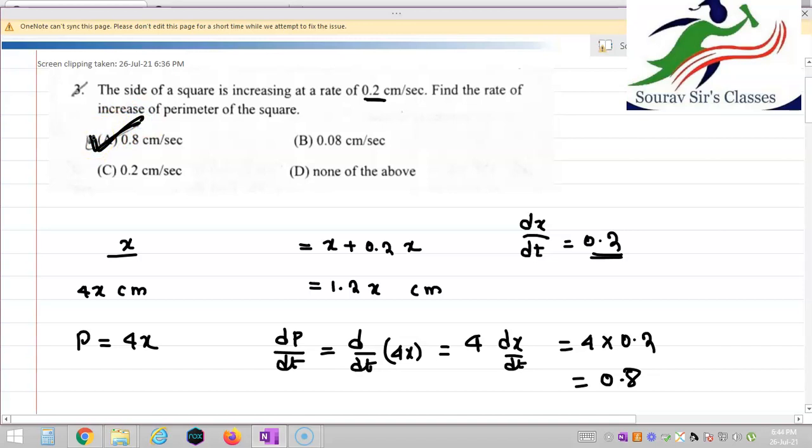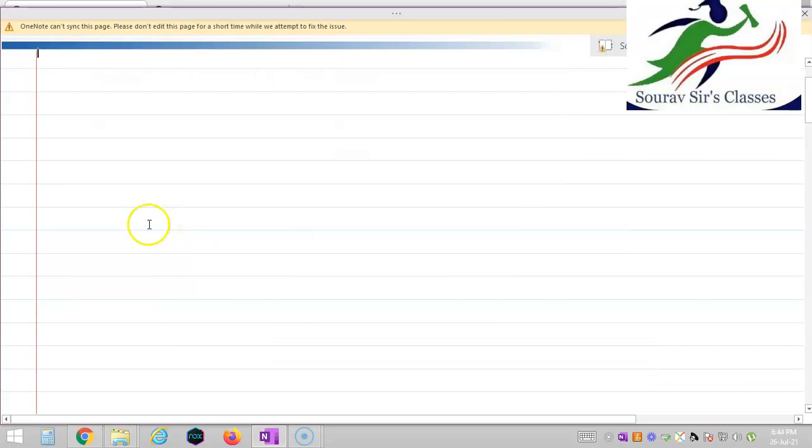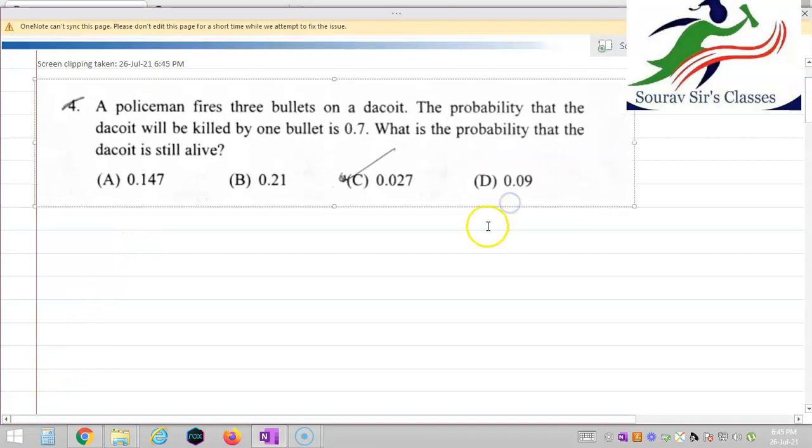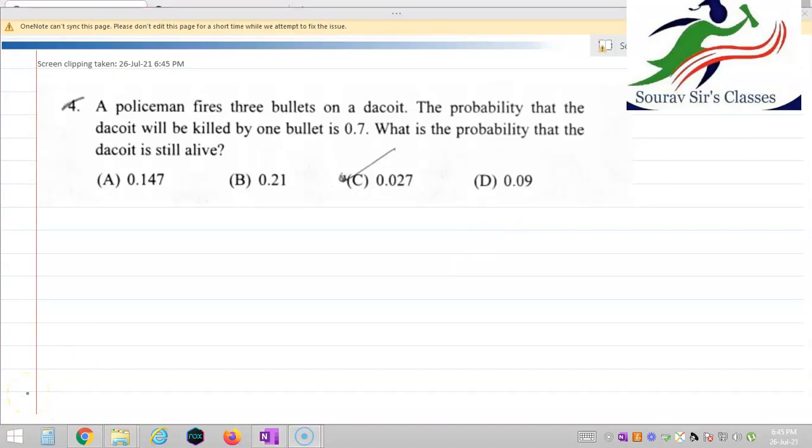Now let us solve question number 4, which says that a policeman fires 3 bullets on a dacoit. The probability that the dacoit will be killed by 1 bullet is 0.7.